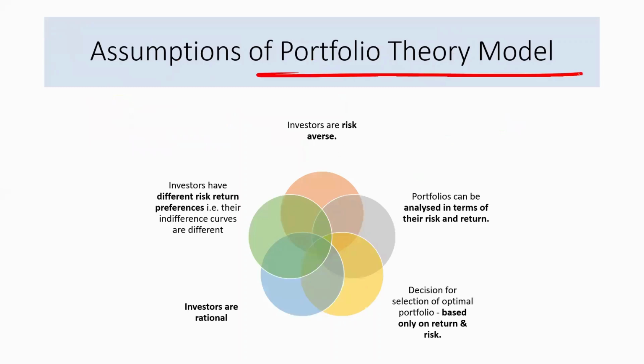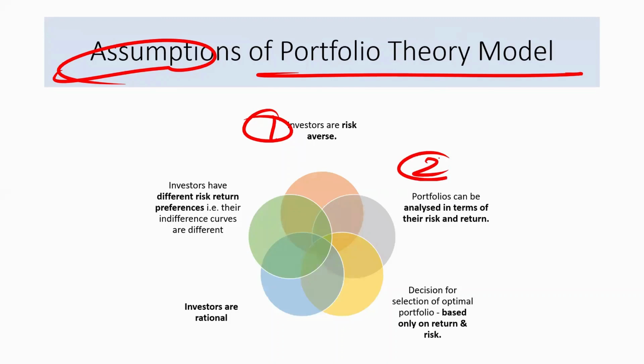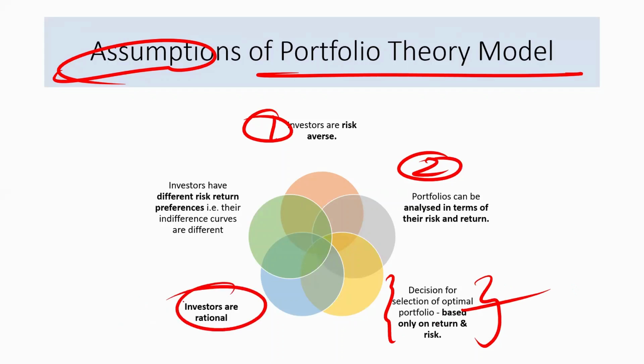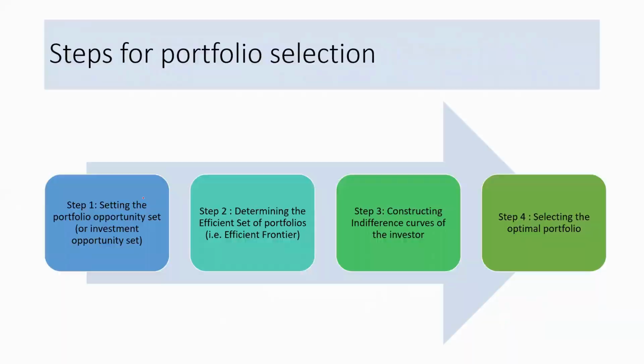First of all, what are the assumptions of the portfolio theory model? First of all, investors are risk averse. These are not important, these are just the basics you need to understand. Just read it once. Now you will be analyzing your portfolio on the basis of risk and return. You will be analyzing and deciding the securities, your optimal portfolio, depending upon the risk and return, not other factors. You are a rational investor, not an irrational investor. And investors have different risk and return preferences. Some are risk averse, some are risk neutral, and some are risk takers.